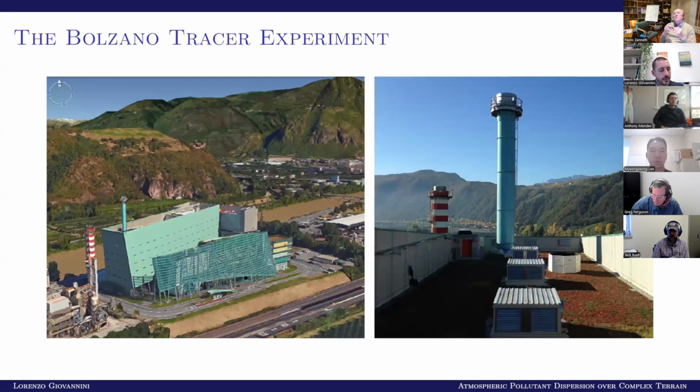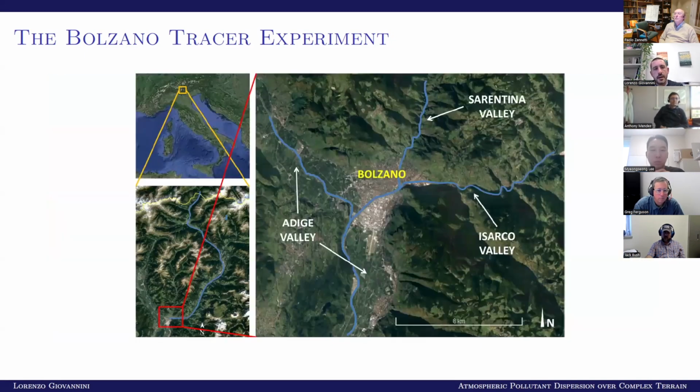Finally, for the last part of this presentation, I wanted to show you the results of an experiment that we performed again in the city of Bolzano, in this Alpine valley, to evaluate the dispersion of pollutants from the incinerator of the city. You can see this is the incinerator of the city, which is located in the southern part of Bolzano. And the aim of this project was to evaluate the fate of the pollutants emitted by this incinerator. So this is the location.